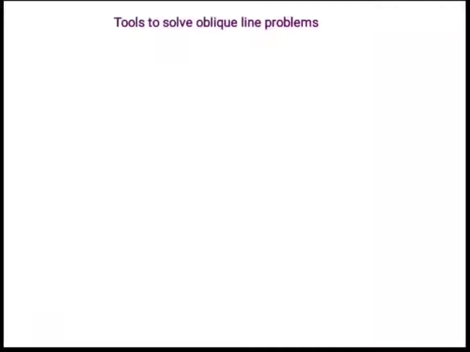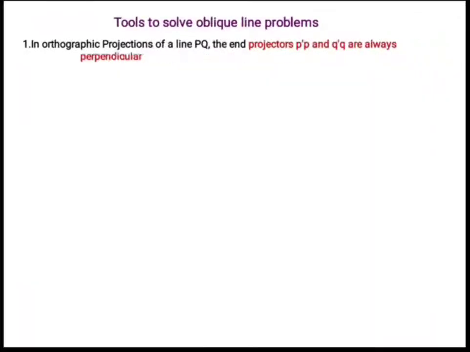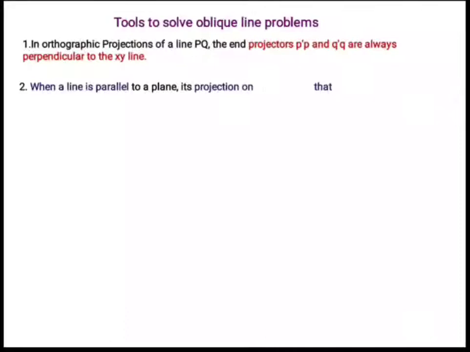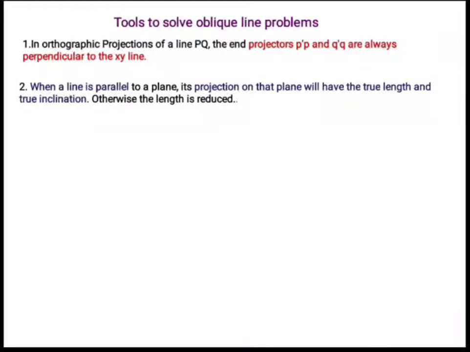Today we are going to do some problems involving traces of the line. Before moving on to the problems, here we have certain tools to solve problems on oblique lines. In orthographic projections of a line PQ, the end projectors P dash P and Q dash Q are always perpendicular to the XY line. When a line is parallel to a plane, its projection on that plane will have the true length and true inclination. Otherwise, the length is reduced.